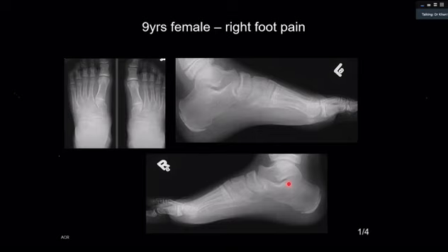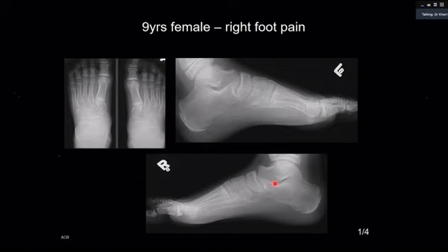Whenever coalition occurs, there are some indirect signs which you will pick up. The talonavicular joint becomes very rigid and does not move normally. Because of that, there are abnormal stresses here and a sort of pseudo-osteophyte formation, where you get this talar beaking. So look for talar beaking, and in the exam they are going to show you a lateral for that.